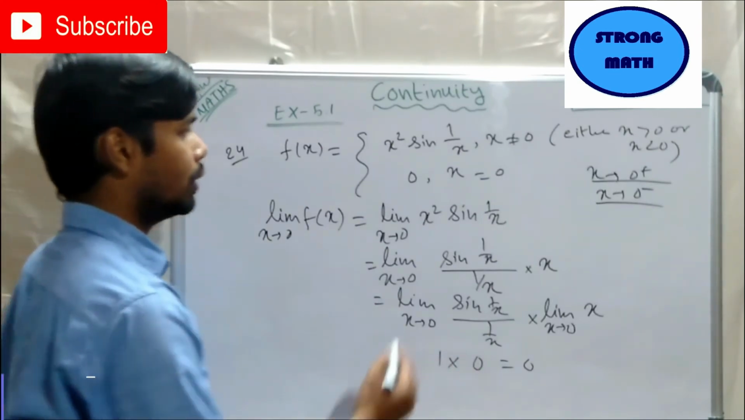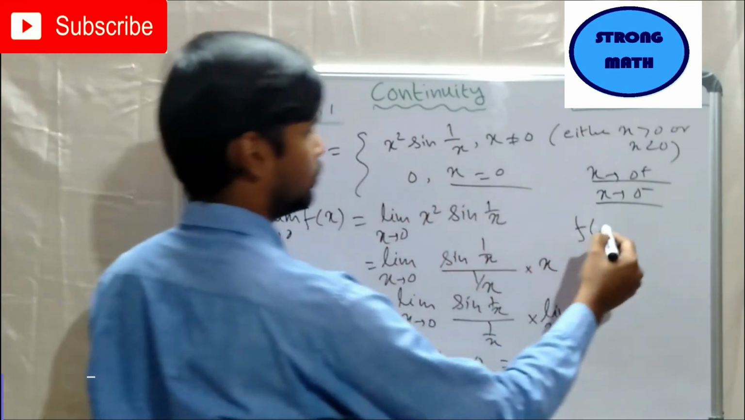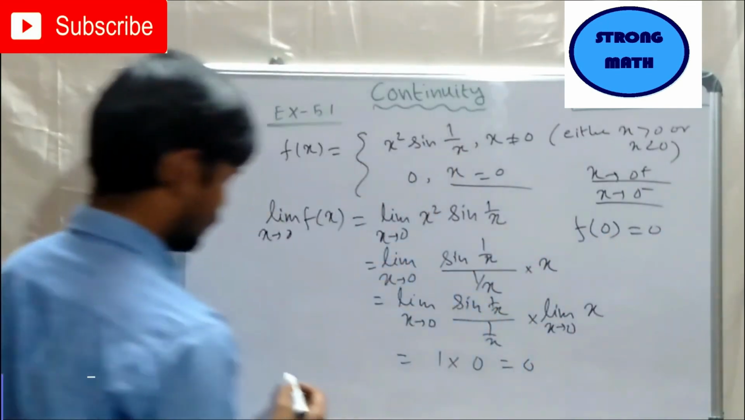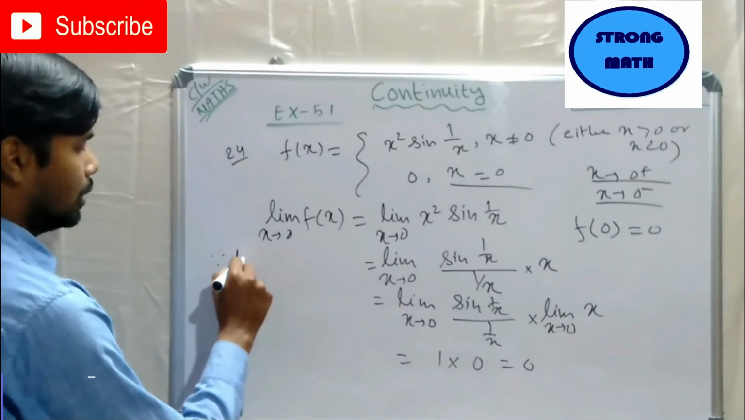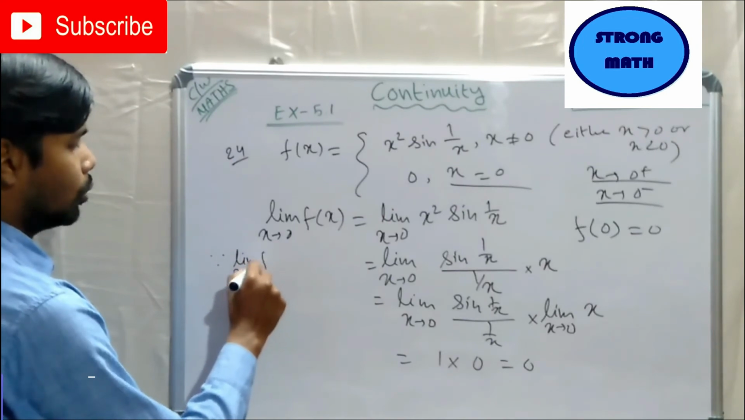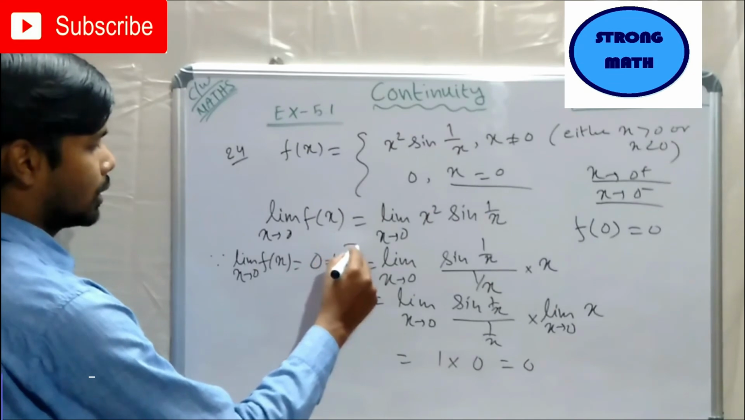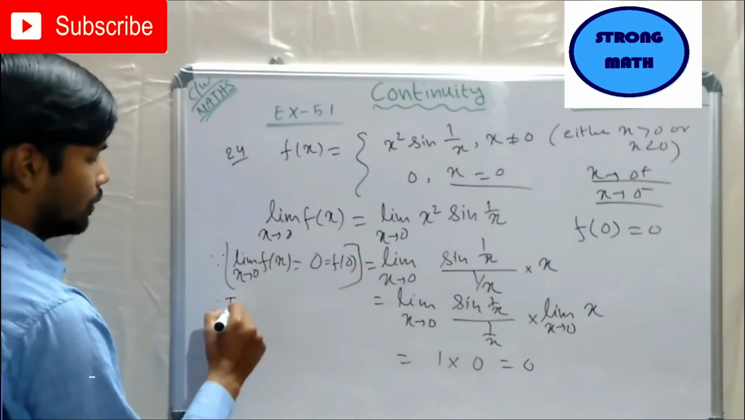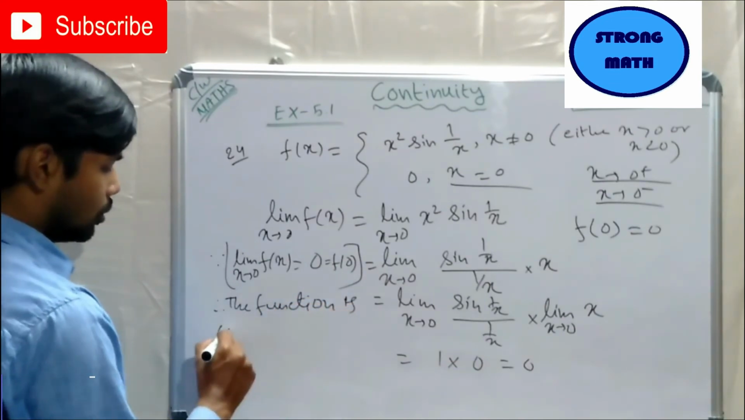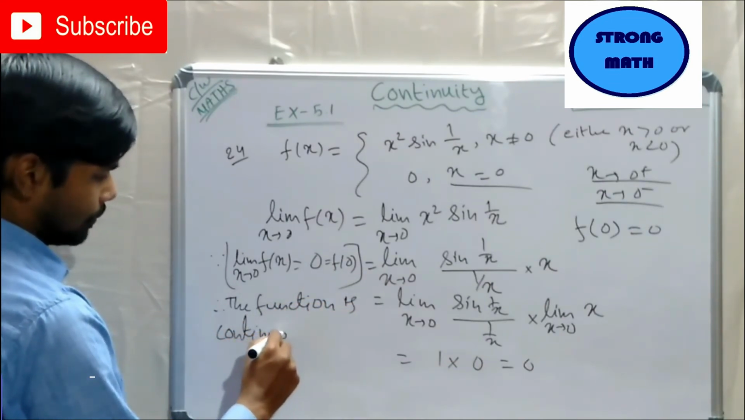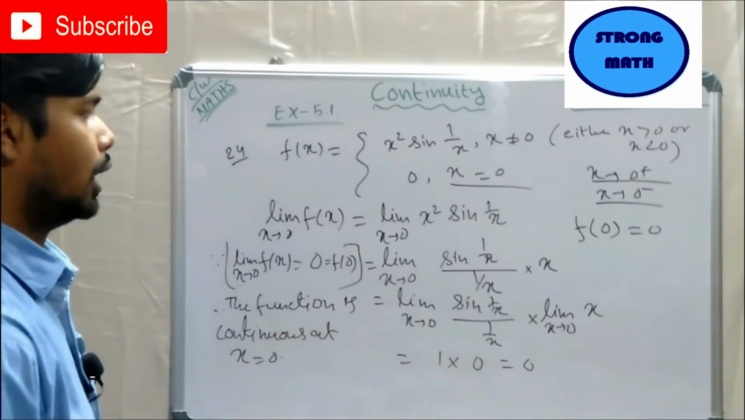What about the functional value? Look at the function. If x equals 0, the functional value is 0, so f of 0 is equal to 0. Therefore the function is continuous, right? Why? Since the limit as x tends to 0 of f(x) equals 0, which is f of 0, hence the function is continuous at x equals 0. I hope you can understand.